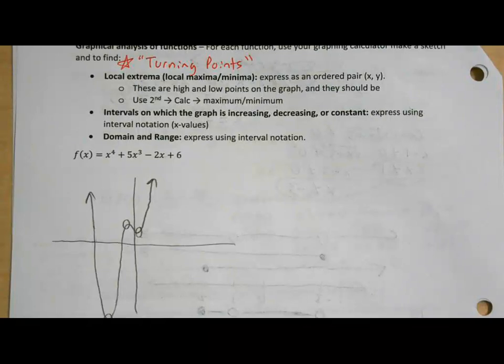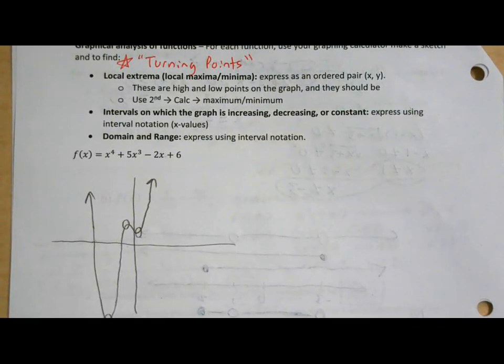Our book calls them local extrema. Other books call them turning points. Those of you who will take this course for CWU credit, when you get to your final exam this semester, they are going to ask you for turning points.